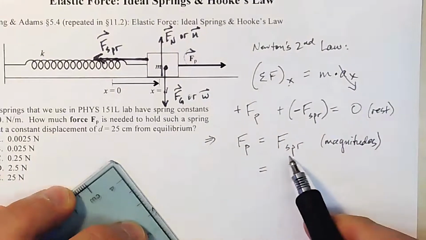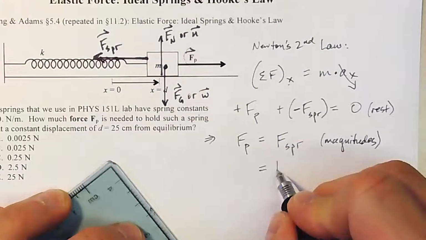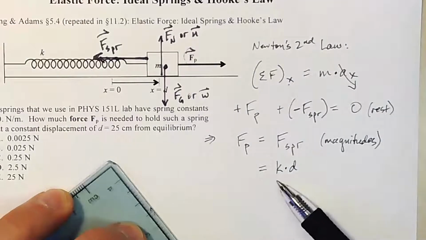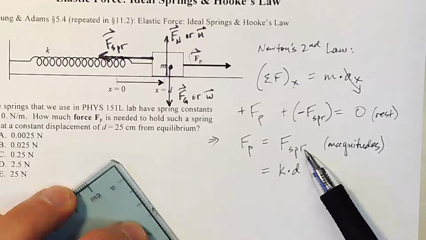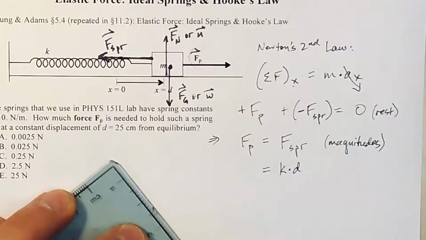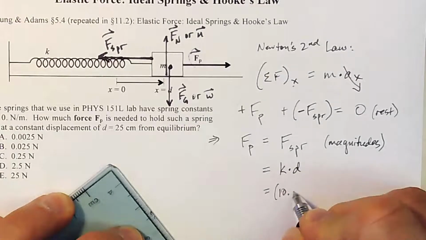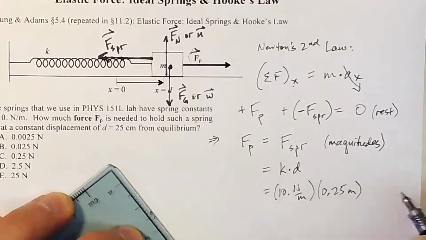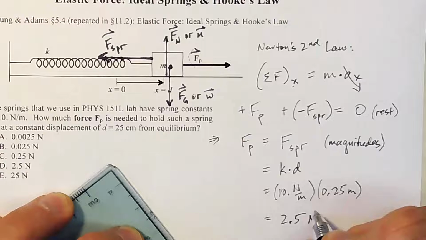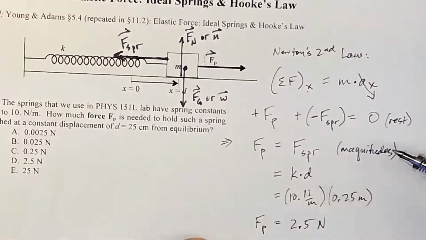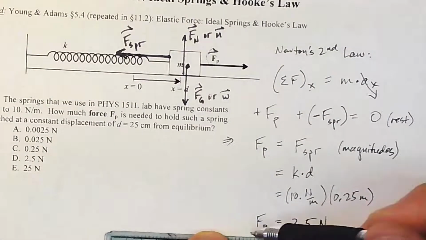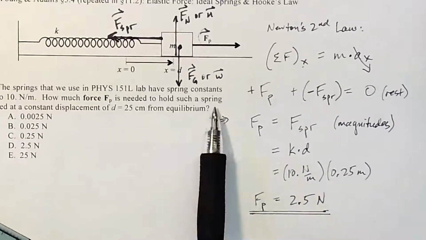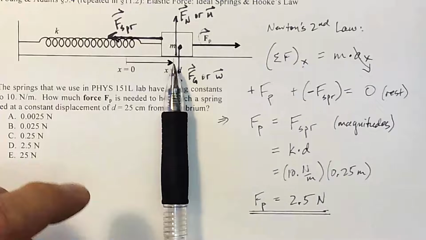We know that the magnitude of the spring's restoring force is going to be equal to k times the distance that it's displaced. Okay, so notice I'm dropping the minus sign here because all we care about is the absolute value or magnitude of the restoring force. 10 newtons per meter, 0.25 meters, and that's equal to 2.5 newtons. So when we displace this spring 25 centimeters to the right, it's trying to pull back, right? It's trying to restore itself to its original equilibrium position with a force of 2.5 newtons to the left.